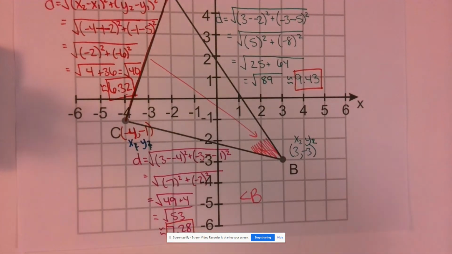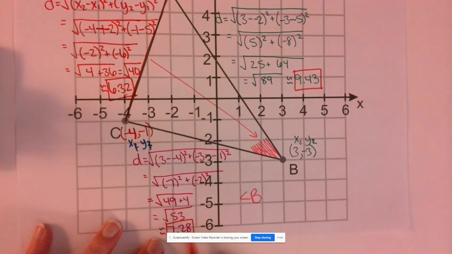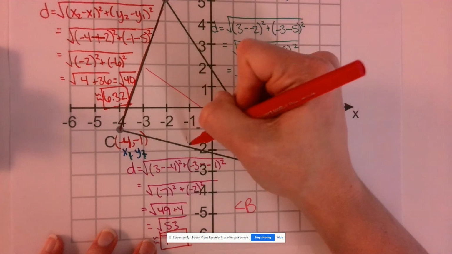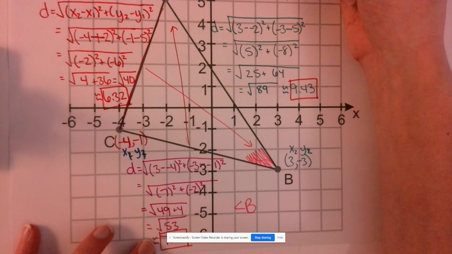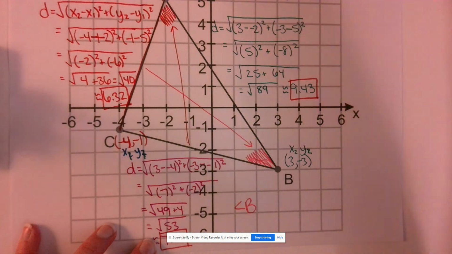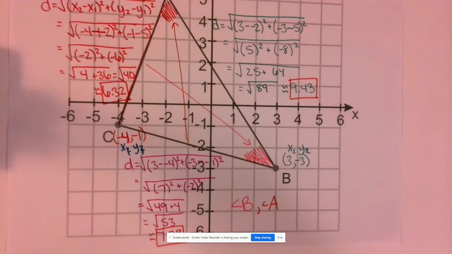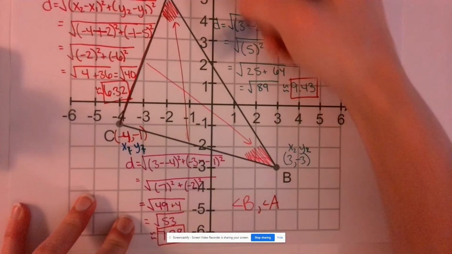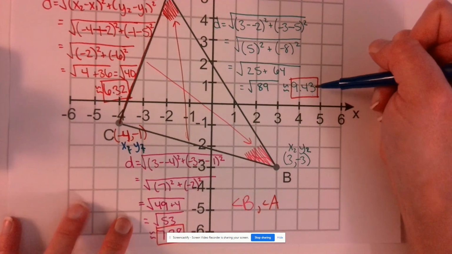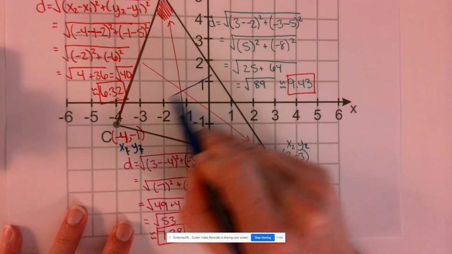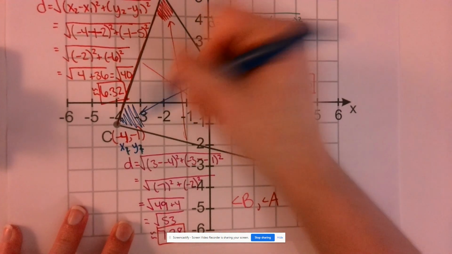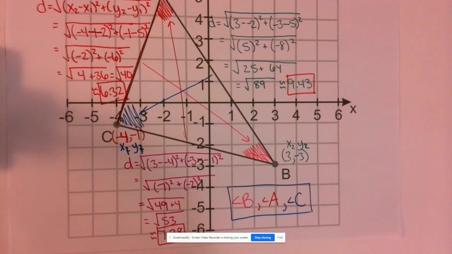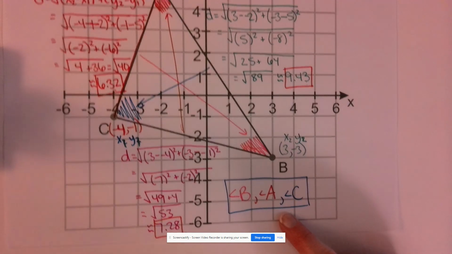The medium side is side CB. It has a length of 7.28. So the medium-sized angle is the angle opposite side CB, which is angle A. Angle A is the next smallest angle. And lastly, the longest side is side AB with a length of 9.43. So the largest angle is the angle opposite that side, which is angle C. So this is the order of the angles from least to greatest in the triangle.